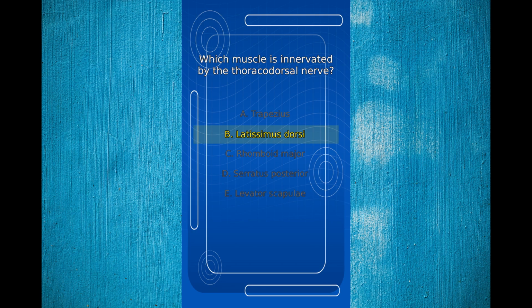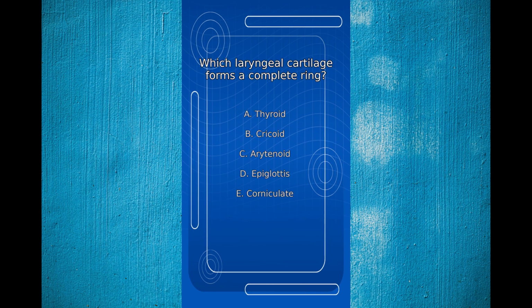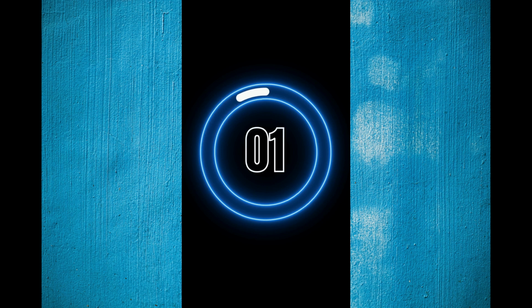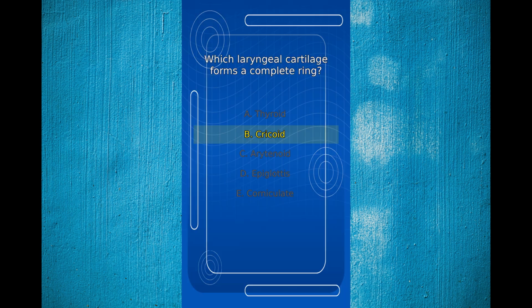The correct answer is B. Latissimus dorsi. The thoracodorsal nerve innervates the latissimus dorsi. Which laryngeal cartilage forms a complete ring? The correct answer is B.